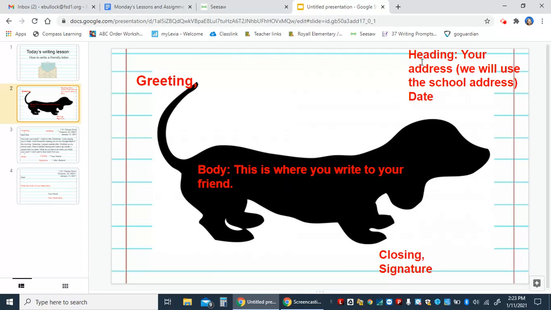So let's go over these important parts of the letter again. The heading is up top to the right. That's the address and the date that you wrote it. Then we come over to the left and we write our greeting, which is going to say dear and your friend's name. Then you go down and you write the body of your letter. That's where you're doing your actual writing. When we're finished with the body of our letter, then we have our closing, which is going to say your friend and a comma. And then right below that is where you put your signature.